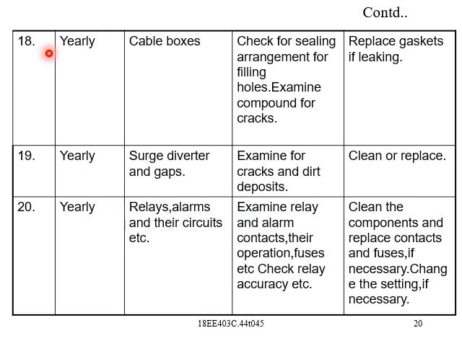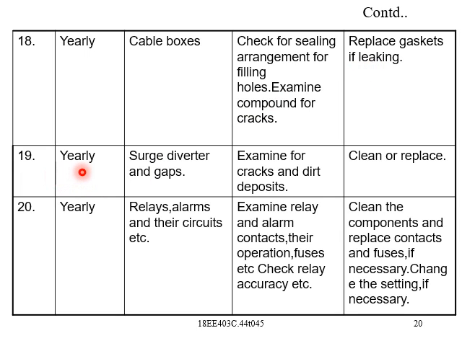And in the continuation of table 2, the frequency of inspection is yearly. The item to be inspected is cable boxes. To be inspected is check for sealing arrangement, for filling holes, examine compound for cracks. If any fault or unsatisfactory condition occurs, please replace gaskets if any leakage occurs.